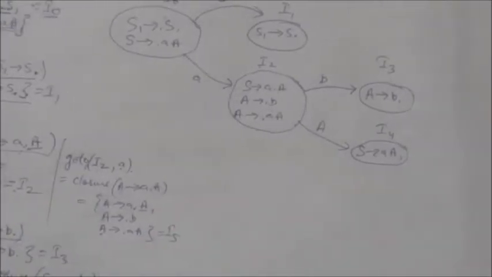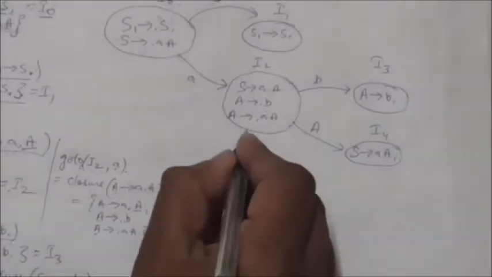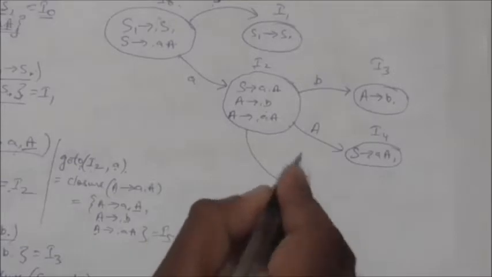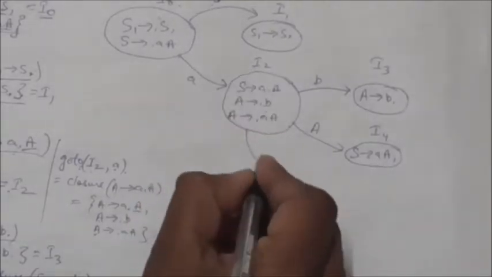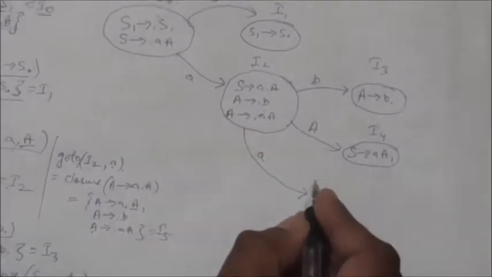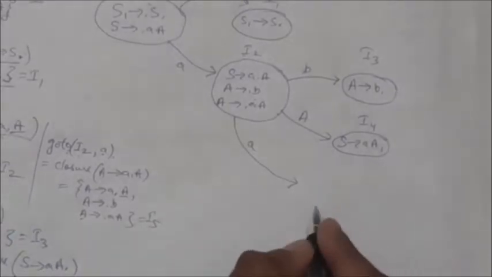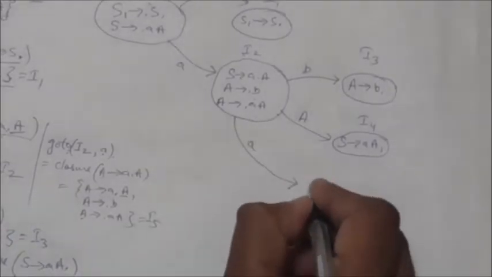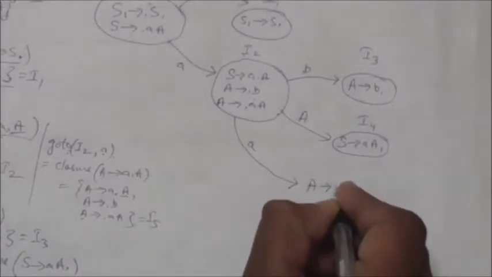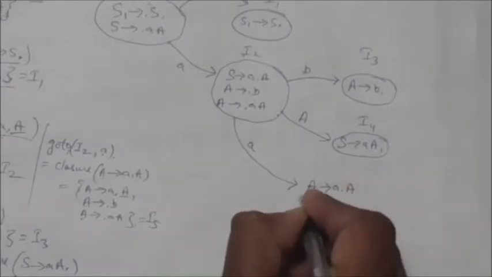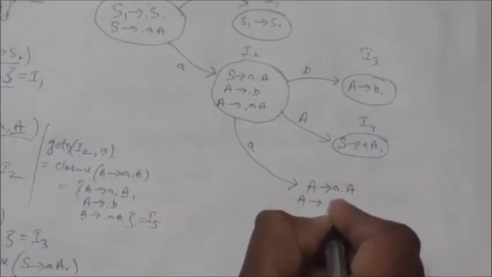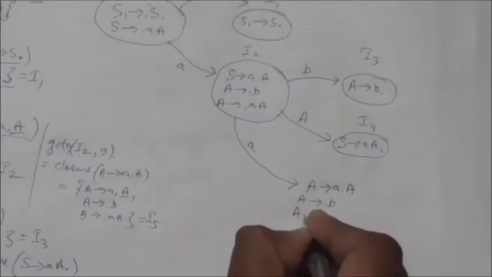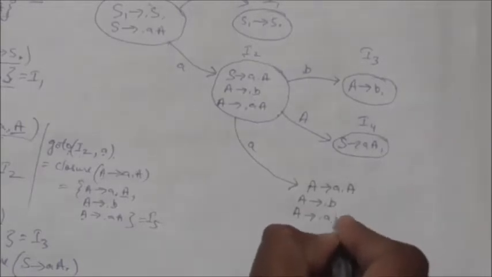In the transition diagram I will show this transition. From state I2, when it reads the terminal symbol A, it will jump to state I5, and state I5 will have these items: A derives A dot A, A derives dot B, and A derives dot AA.